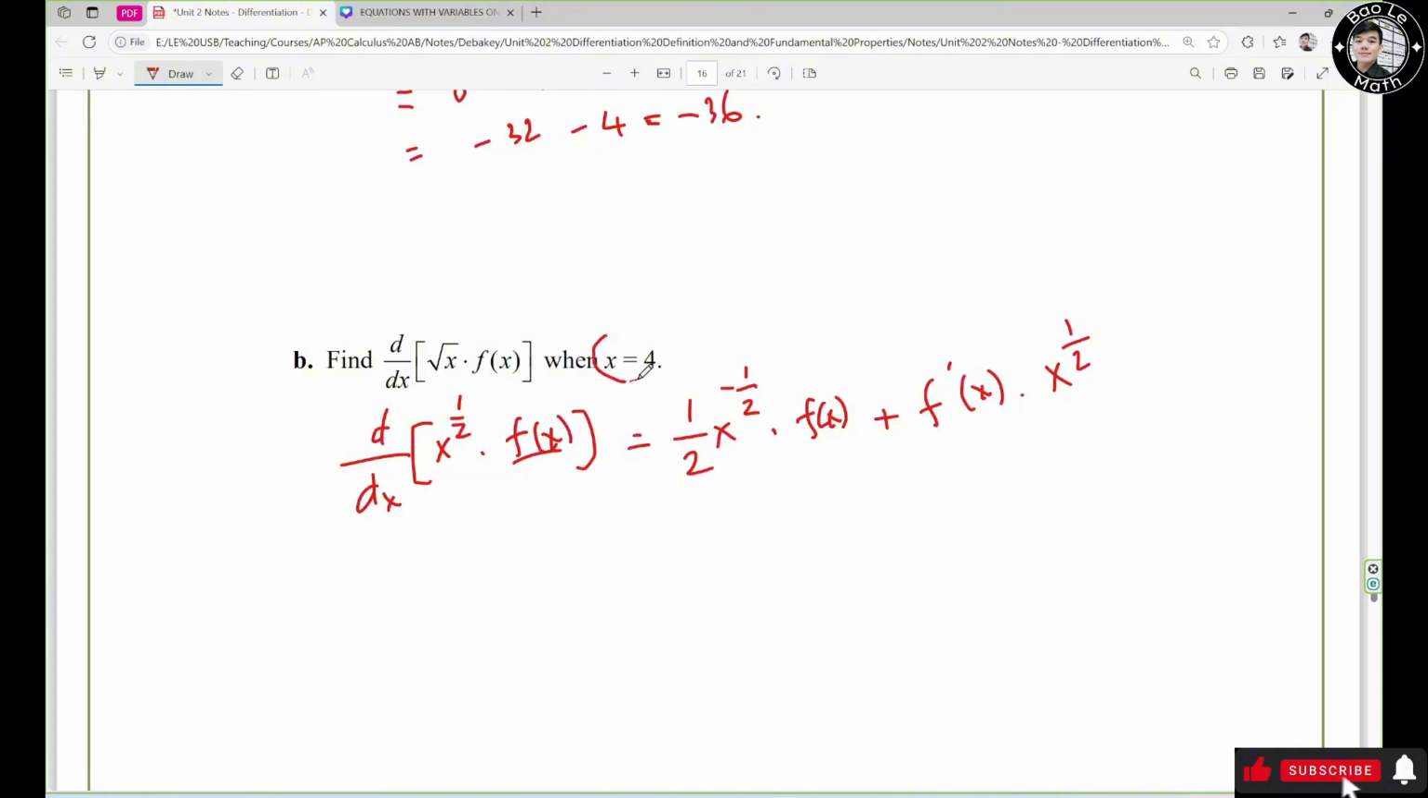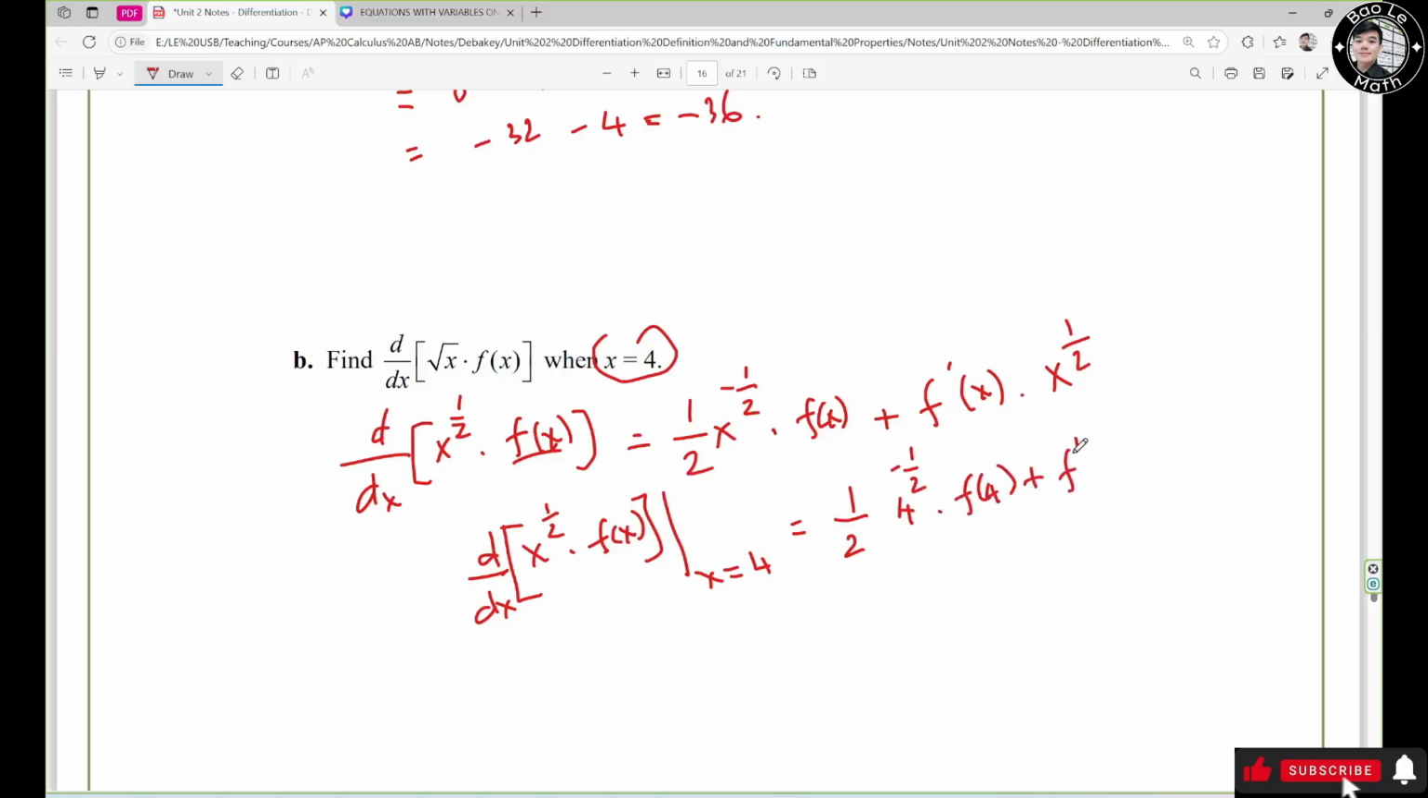And then you substitute 4 for s. So it turns out to be 1/2 times 4 raised to the -1/2 times f of 4, plus f prime of 4 times 4 raised to the 1/2. Now this guy turns out to be 1/2. Now 4 raised to the -1/2, I can bring it to the bottom. It becomes 4 raised to the 1/2, which is the square root of 4. Now the square root of 4 equals 2, so it's going to be 2 on the bottom right here.